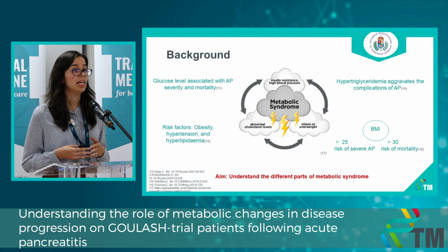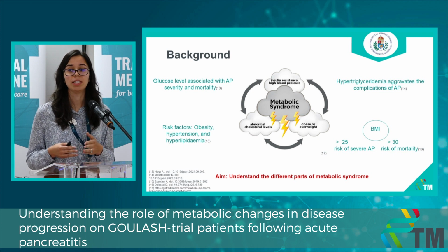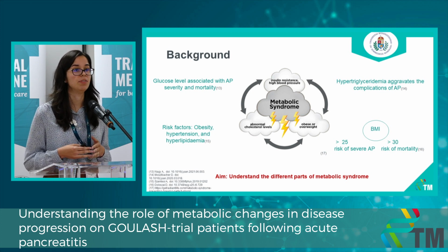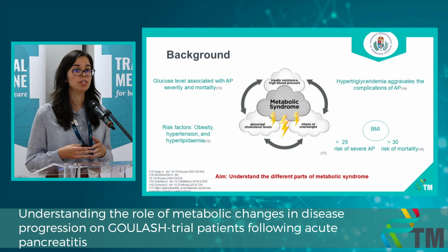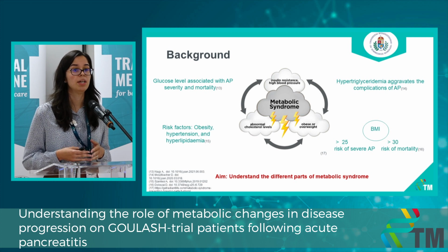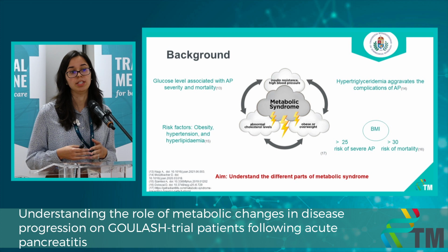I would like to highlight that on-admission and peak in-hospital glucose levels are independently and dose-dependently associated with AP severity and mortality. On the right side of the slide, you can see that BMI above 25 increases the risk of severe AP, while BMI above 30 increases the risk of mortality. Our aim was to detect the different parts of the metabolic syndrome and how they contribute to the development of these pancreatic diseases.